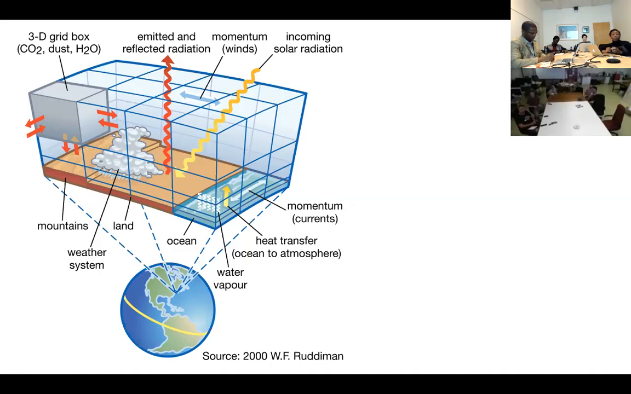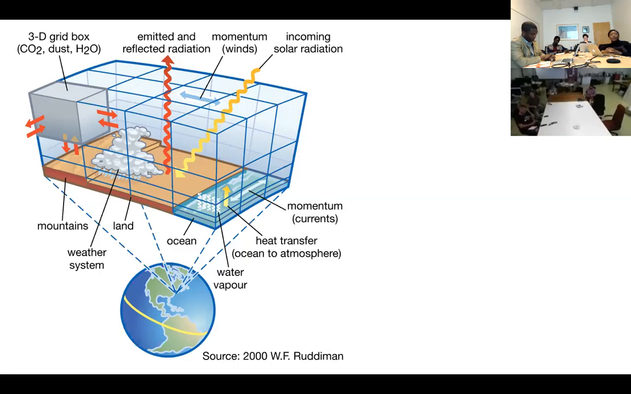It also depends on how many grid boxes you divide the Earth into, because there are processes within a grid box that you cannot resolve. And those processes are parameterized. For example, convection or a small-scale weather system might not be large enough to be resolved in a global climate model, depending on the resolution.